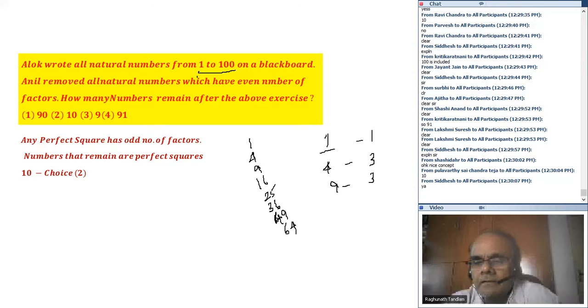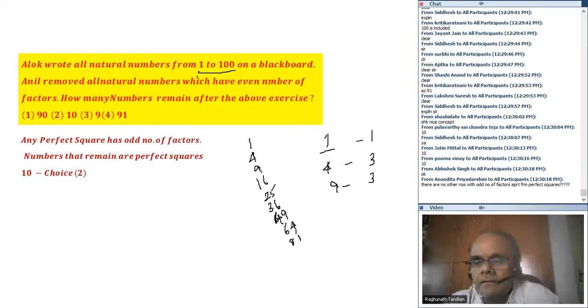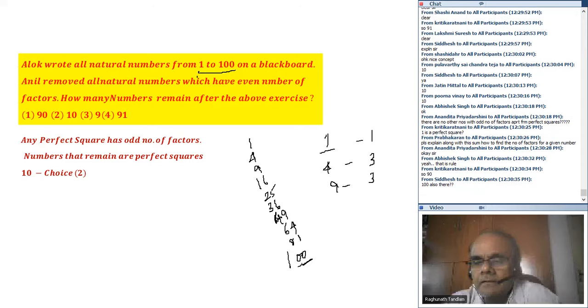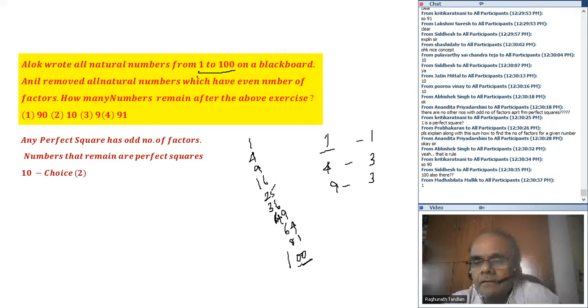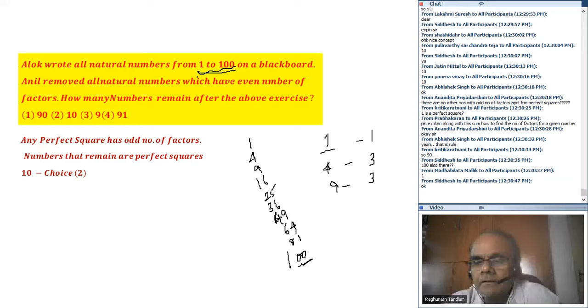Please note, take it from me, this kind of question might come in CAT. There's no other number underneath. One is a perfect square, one is 1 square, or not? 100 is 10 square, because I've written numbers from 1 to 100. He is removing non-perfect squares, so 10 will remain. Next one. Take note.